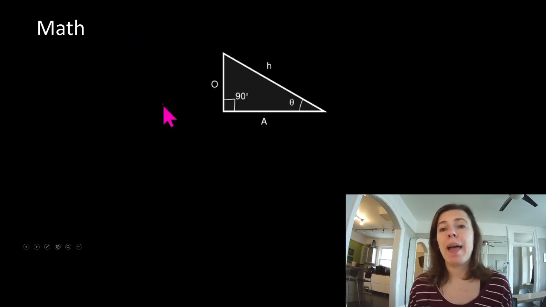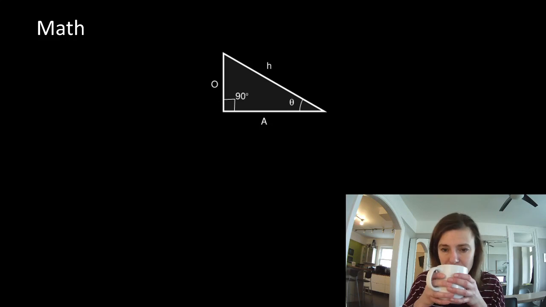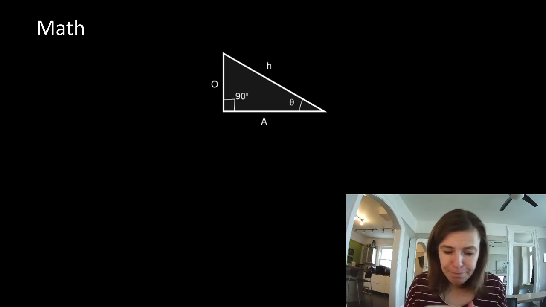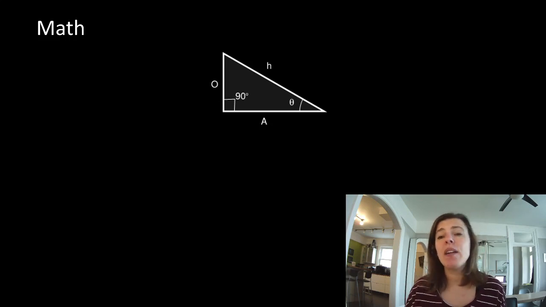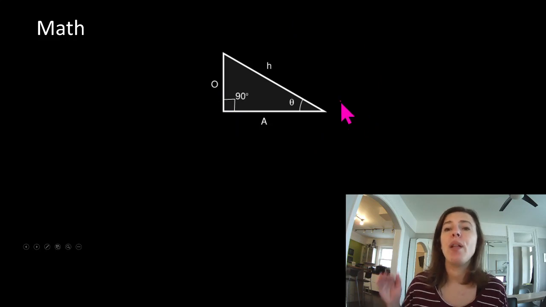So math, let's look at some of our triangles, right angle triangles explicitly. I always say if it's not a right angle, it's a wrong angle. So right angle triangles are very, very helpful for us. We are going to do a lot.